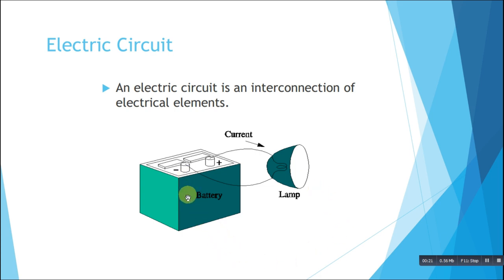So when we connect the battery and the lamp through wires, then a current flows in that circuit. So this is an example of a complete electric circuit with the source, load, and connecting equipment or transmission equipment.